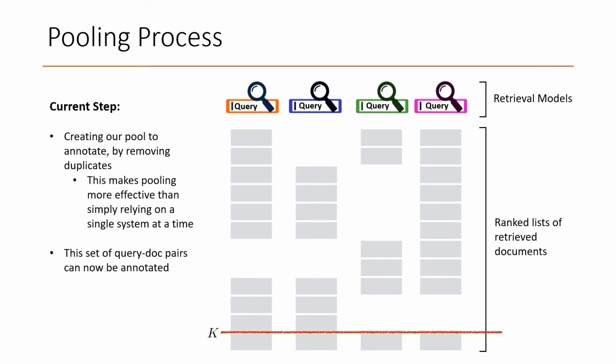Then, to create our pool, we remove duplicated entries. So this actually makes pooling more annotation-efficient than simply relying on a single system at a time, because we save annotation time by removing duplicates. And now those query-document pairs can all be annotated.